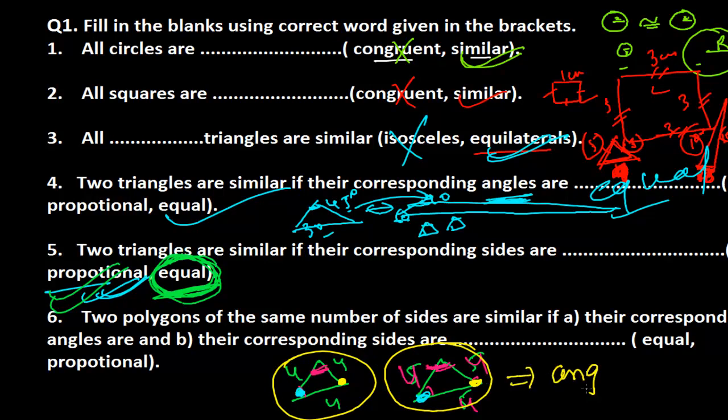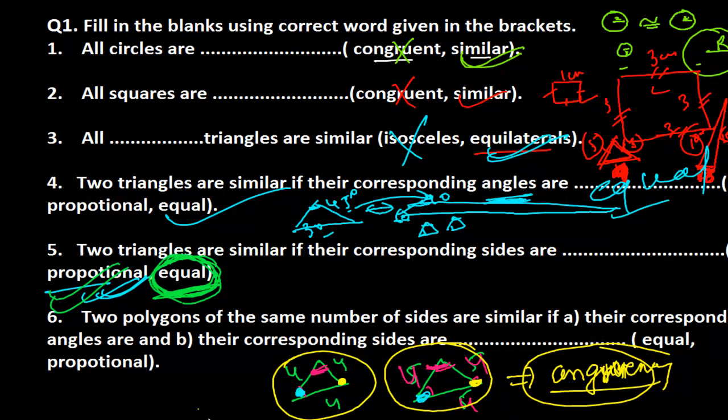That becomes congruency. So all the congruent figures we can say are similar figures, but all the similar figures are not congruent figures. Something like that. We'll be talking more about it when we learn about congruency.